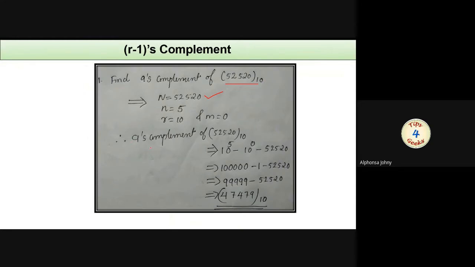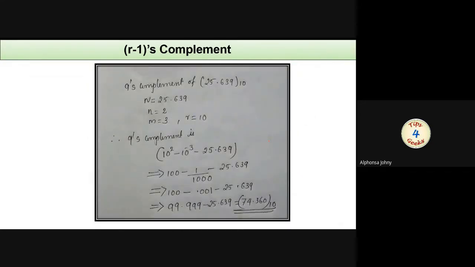Then we can calculate this 9's complement using the equation r raised to n minus r raised to minus m minus capital N. So r is 10: 10 raised to 5 minus 10 raised to minus 0 minus 52520, that is capital N. Then what is 10 raised to 5? Yes, 1 followed by 5 zeros, minus 10 raised to 0, which is nothing but 1, minus 52520. When we evaluate this, we get the result as 47479 to the base 10. In this way, we can compute the 9's complement in the case of the decimal number system.